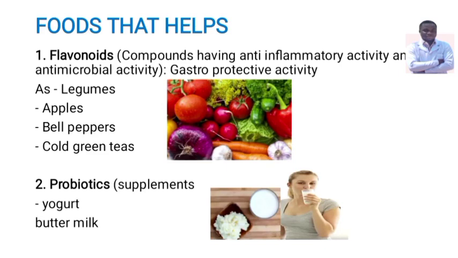Flavonoids are found in legumes, apple, bell pepper, and green tea. The bell peppers, apple, and legumes have a high fiber content that helps in gastrointestinal motility, therefore aiding the movement of food through the gastrointestinal tract and helping to avoid the increase in ulceration of peptic ulcers.